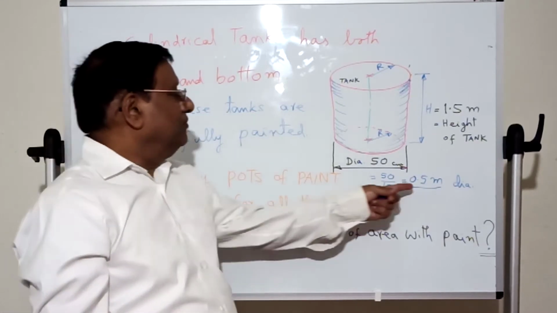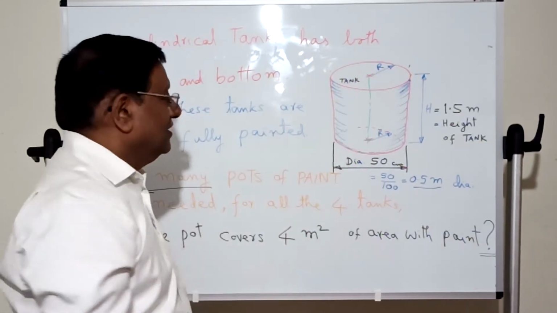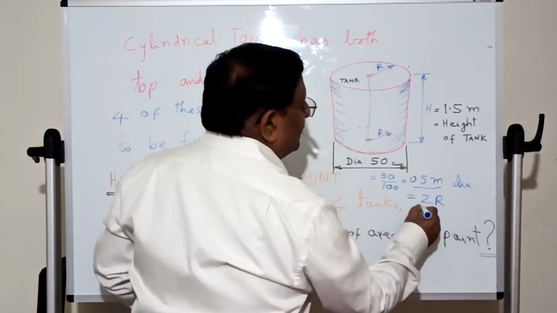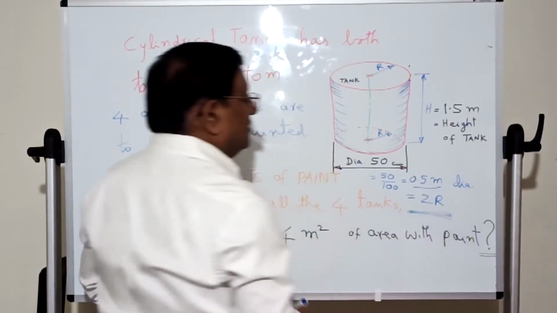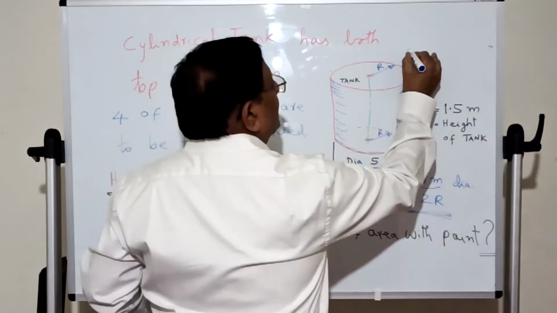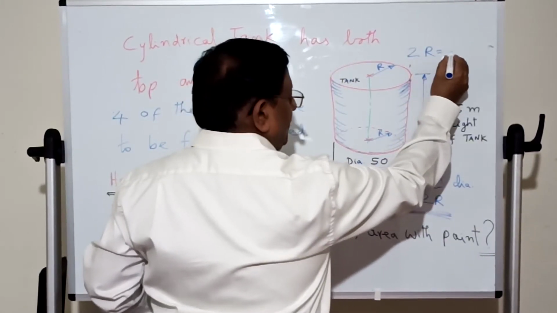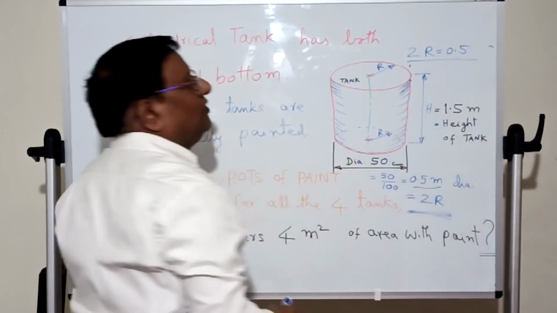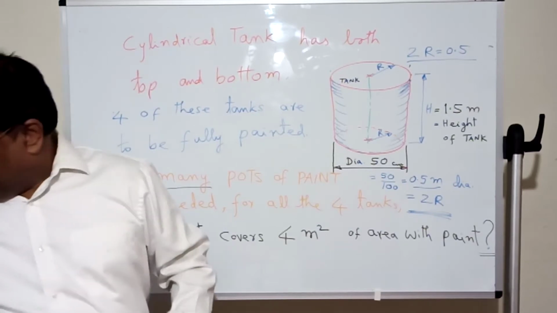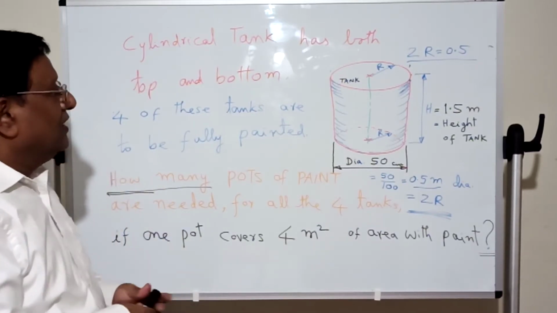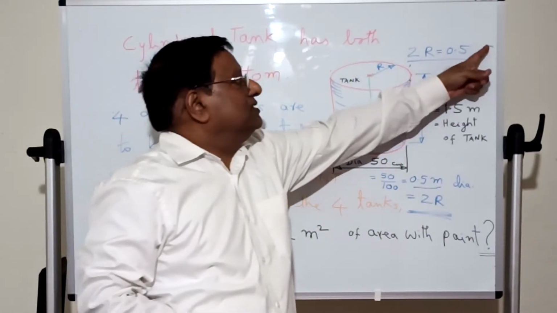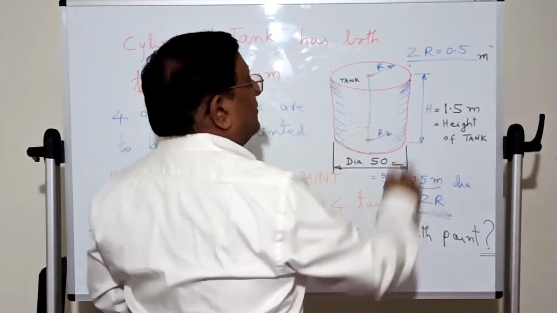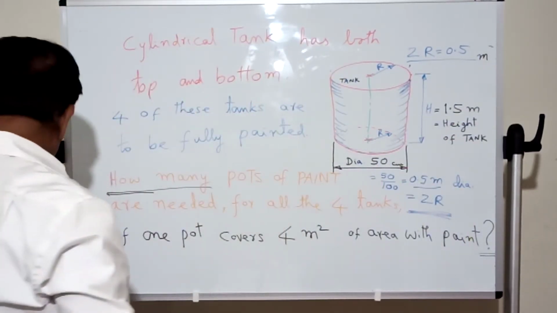If 0.5 meter is the diameter, what is the radius? You know, the diameter is always twice the radius. 2r is 0.5 meters. This is what you need to understand. That means we got the diameter 2r equal to 0.5 meters. So if 2r equals 0.5, what is the radius? You will get it in meters, because this 0.5 is in meters, and the height is 1.5 meters. So let us use that.